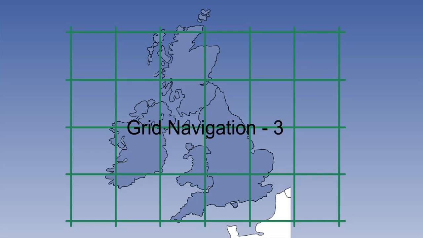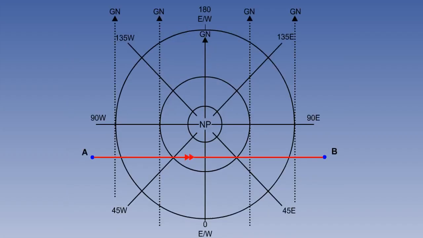This is the third of 3 lessons on grid navigation. We will start by reminding ourselves about grid convergence and then go on to the solution of grid problems.